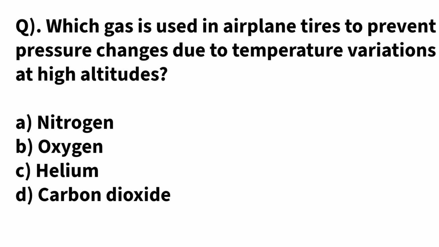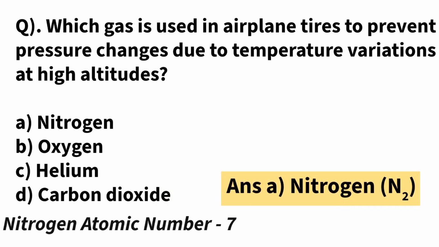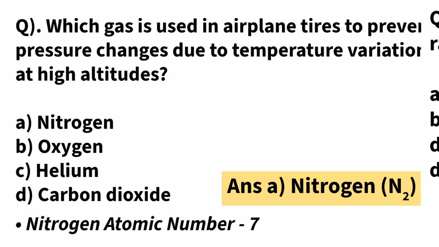Which gas is used in airplane tires to prevent pressure changes due to temperature variations at high altitudes? The answer is option A, nitrogen. Nitrogen atomic number is 7.